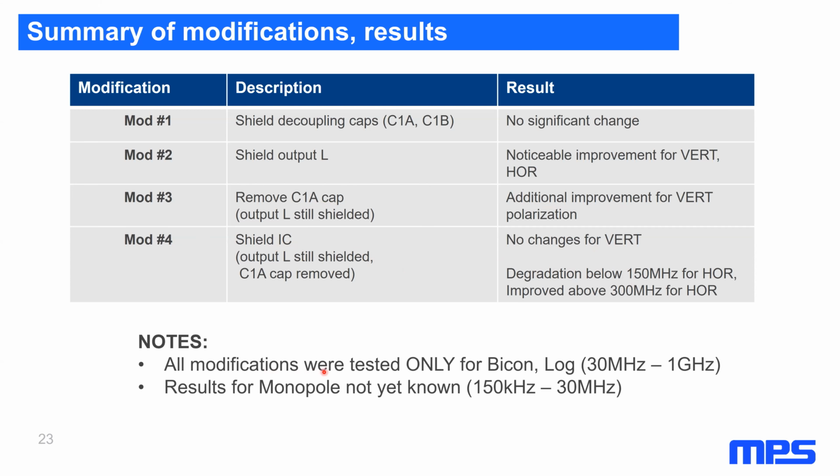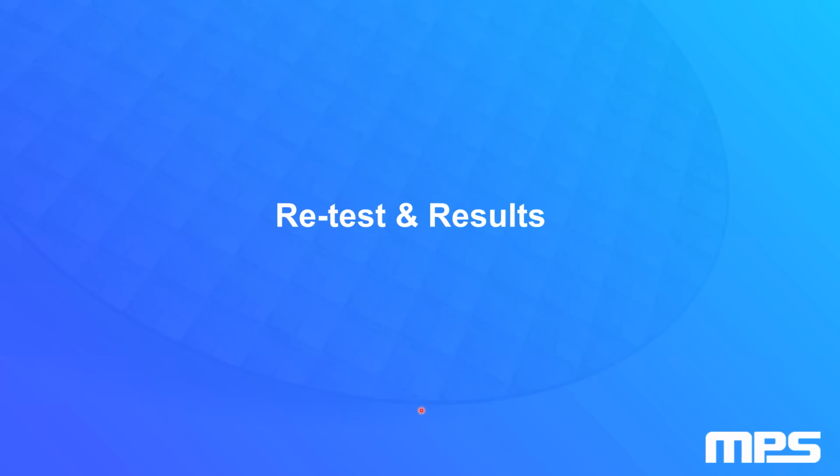One other quick note here is, all these modifications were measured only at the high frequencies for Bicon and log. And at this point, we still don't know what the impact is on monopole. So instead of going back and doing my monopole measurements, I decided to move forward with making a couple of changes per what we learned, and then try to do a quick retest on this board.